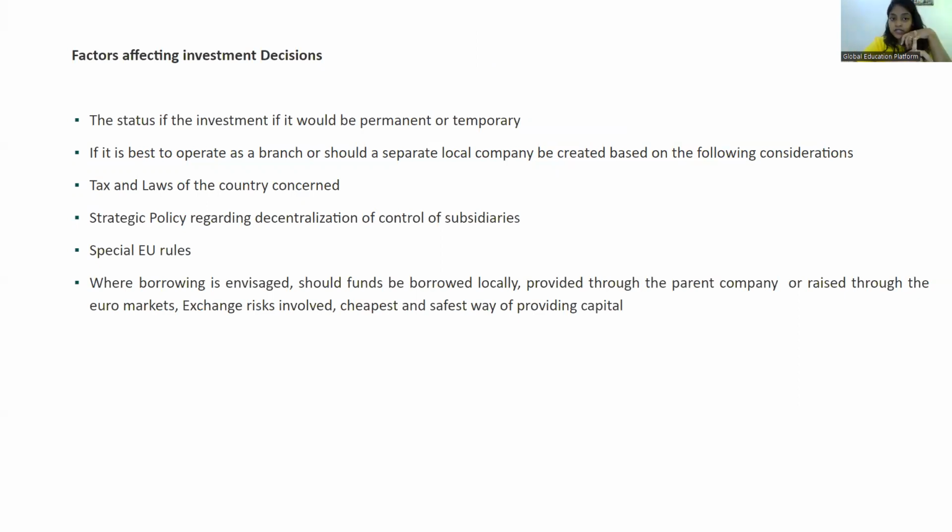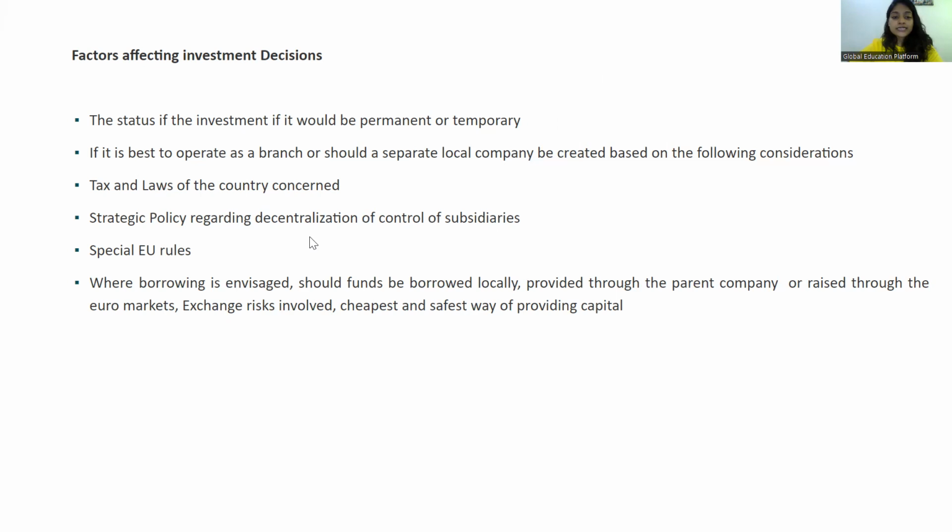Tax and laws of the country concerned, because these elements we have actually covered in the previous sessions, when we saw the reasons for people to move to another country from their countries of origin. One of the reasons we looked at was tax and laws. If they are flexible, people would be willing to move, right? So that is one of the elements: tax and laws of the country concerned.